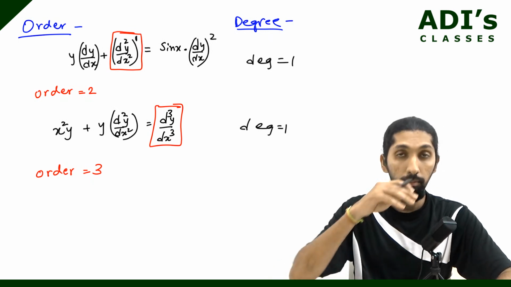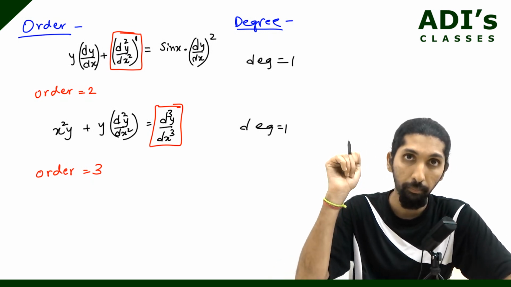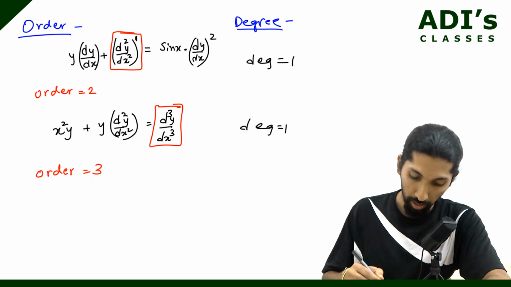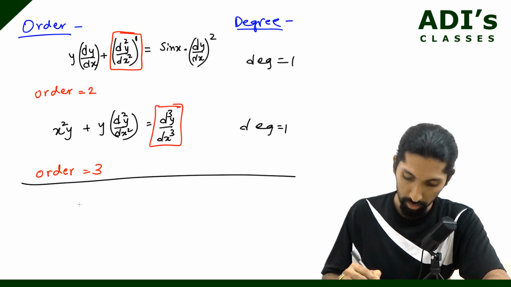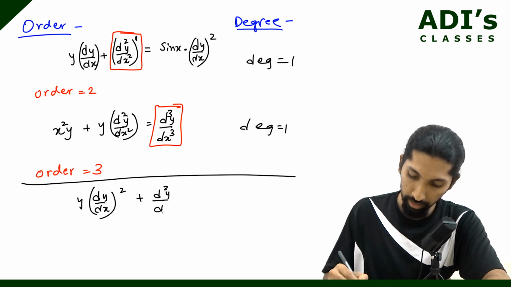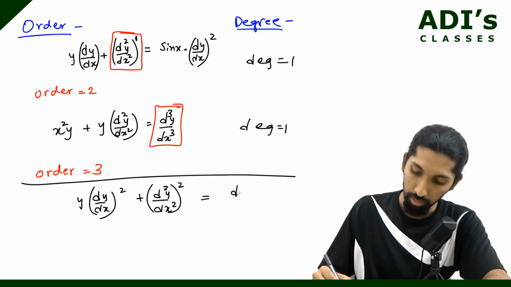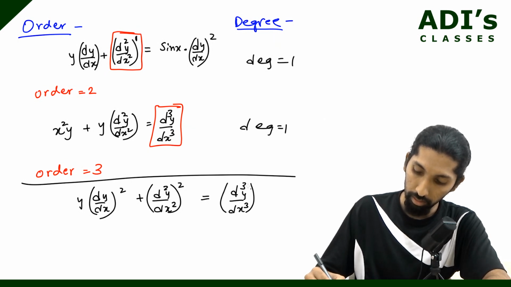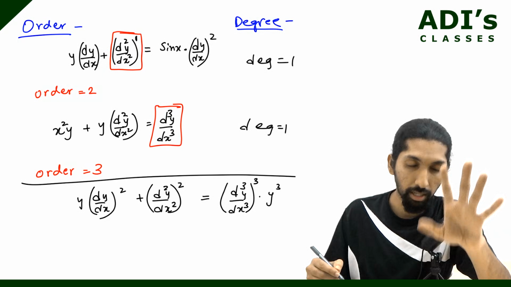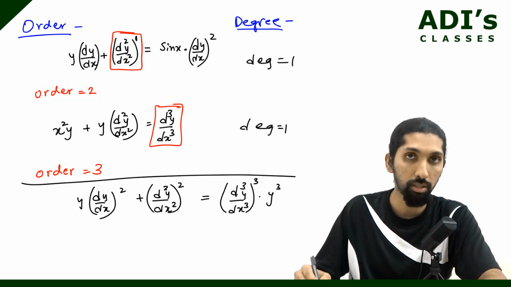Now let me give you one more example so that you'll understand it much more clearly. We'll try to calculate the order and degree both. Suppose you have, the question is this, y into (dy by dx) whole square plus (d square y by dx square) to the power of 2 is equal to (d cube y by dx cube) to the power of 3 into, let's say, y cube. Some random equation I've given.